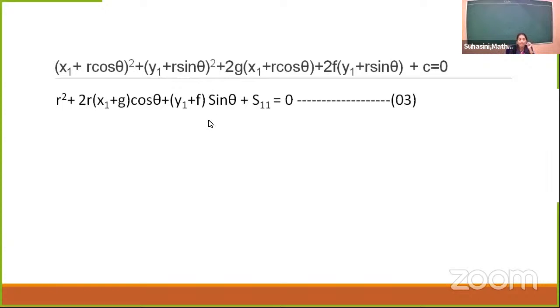When we take r square common, we get r square cos square theta plus r square sin square theta. So cos square theta plus sin square theta will be 1, hence r square. Similarly, take 2r common, then we get x1 plus g cos theta plus y1 plus f sin theta. This 2r is multiplied, children.